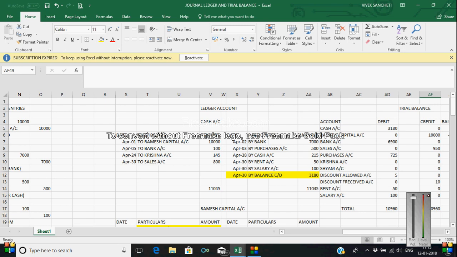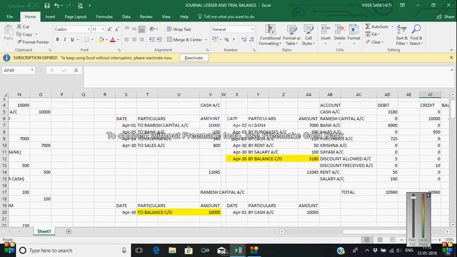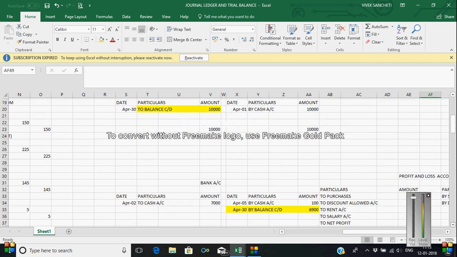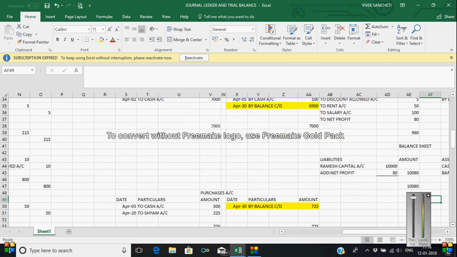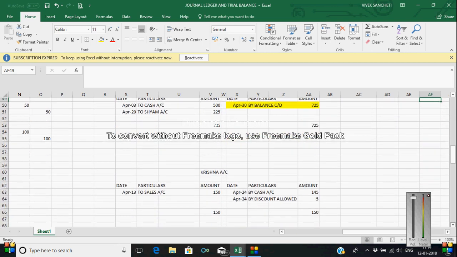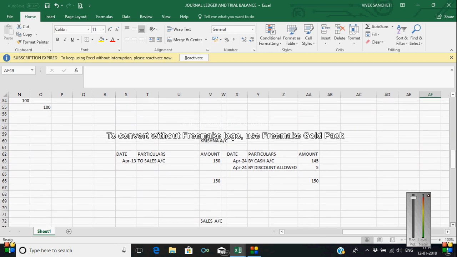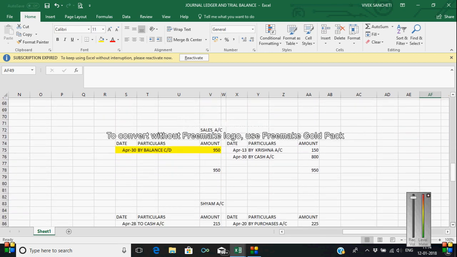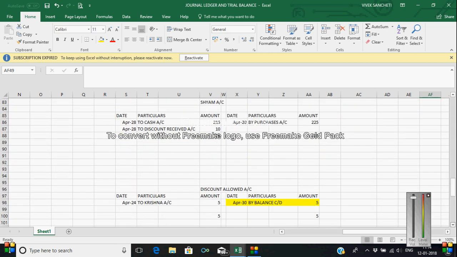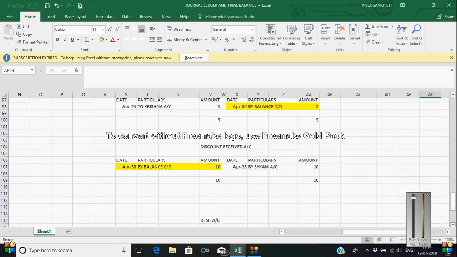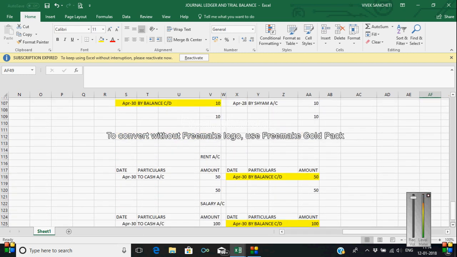Anyway, this is the ledger account. The color which I have highlighted here denotes the balance. So this is cash balance, capital balance, and then bank balance, then purchases balance. Then Krishna, there is no yellow highlight, means there is no balance, it is squared off. Then sales, there is balance. Then Shyam, there is no balance, it is squared off. Discount allowed, there is balance, and discount received, there is balance. Rent, there is balance, and salary, there is balance.